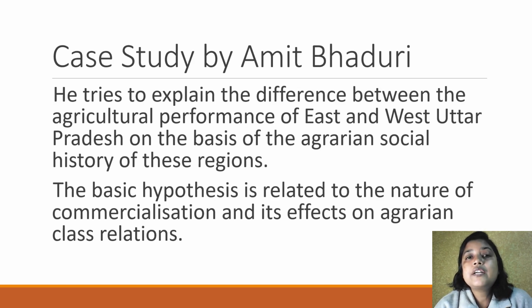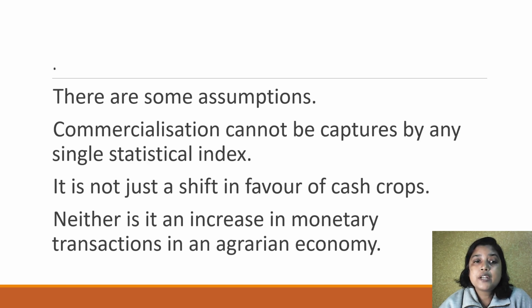Now we come to a case study by Amit Bhaduri in which he has compared how commercialization of agriculture took place in eastern and western Uttar Pradesh, and he tries to explain the difference between the agricultural performance of eastern and western Uttar Pradesh on the basis of the agrarian social history of these regions. And the basic hypothesis is related to the nature of commercialization and its effects on agrarian class relations. But before we do that, there are certain assumptions which he has made.